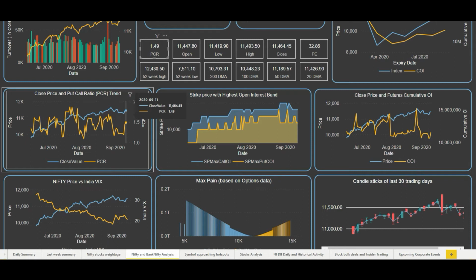We'll talk more about PCR when we do a separate video on PCR about the theory and the significance of PCR in terms of trading and investing. Okay, so you see the last value is 1.49, which is here. So that is the last data point.